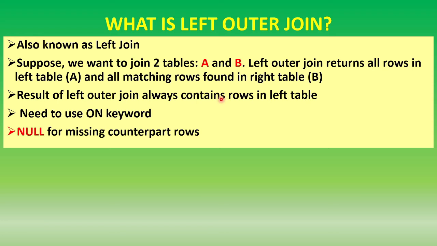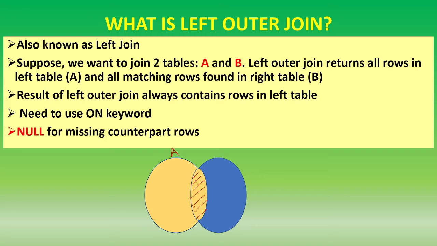So now this is a left table, suppose table A. It will return all the values of this table and only the matching values from the right table. So whichever part is matching in both the tables A and B, that also it will return. So this part is a matching part, that is common between both the tables A and B. All the records of table A will be written and only the matching rows from the B table will be written. So this part is not taken in left outer join.